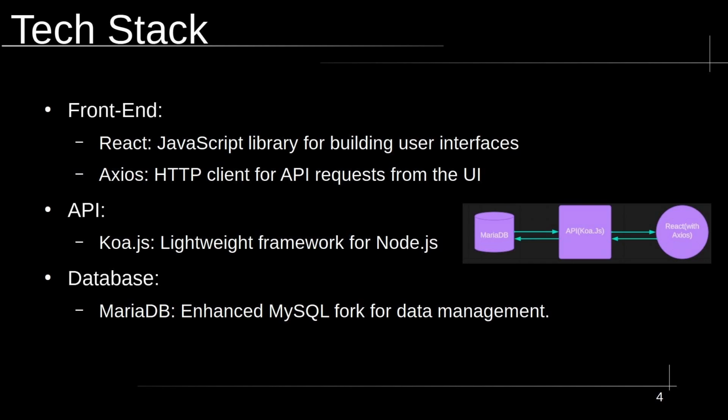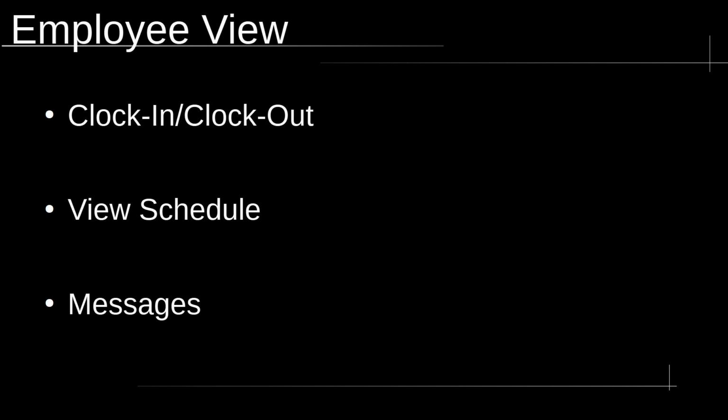For the front end, we used React and Axios. For the API, we used Koa.js, and for the database, we used MariaDB. Our program has two different views for employees and managers. The employee view has 3 pages, a clock in and clock out page, a schedule viewer, and a page to send and receive messages. The manager view has those 3 pages plus 3 additional pages, a schedule builder, a time card approval page, and a page to update employee hours.